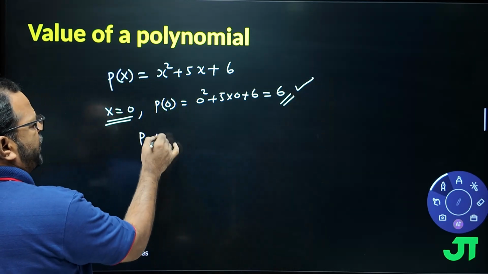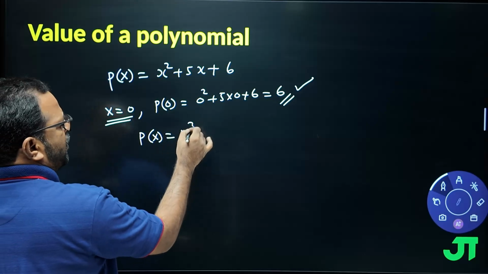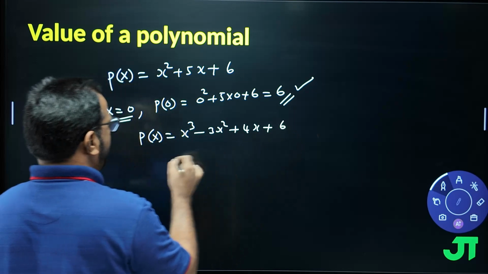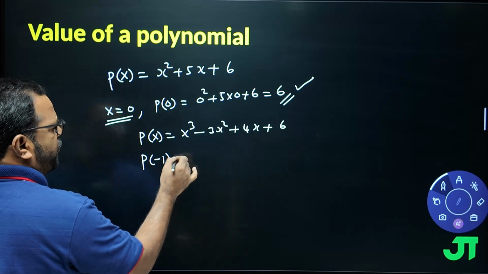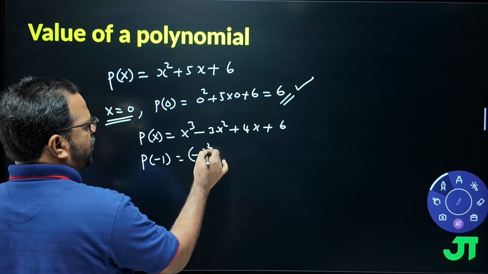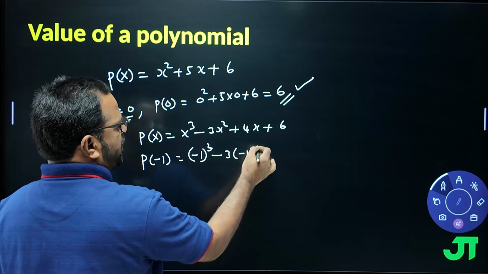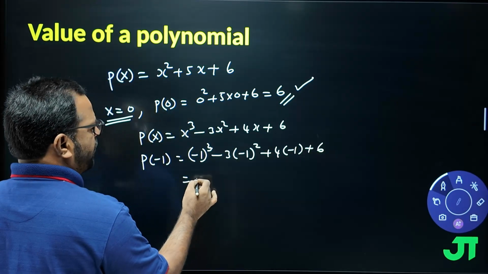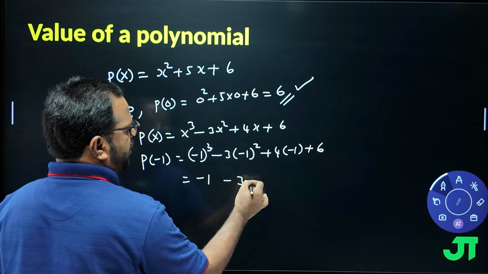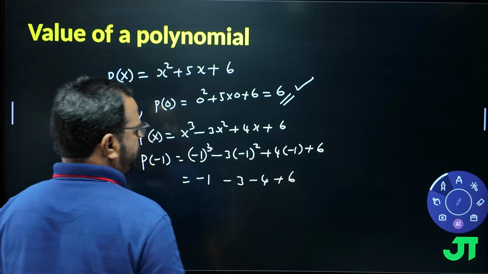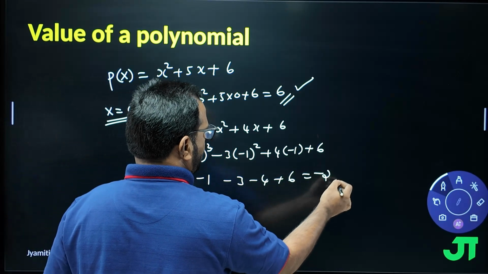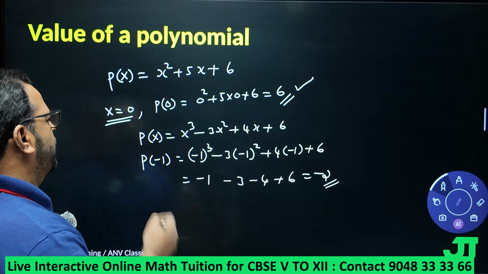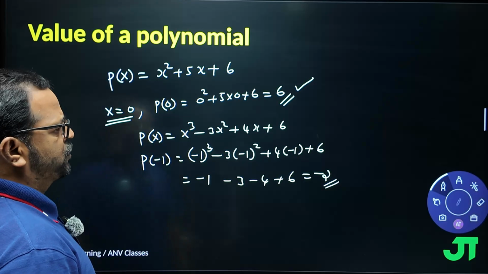Similarly, we have p of x is equal to x cube minus 3x square plus 4x plus 6. When we calculate p of minus 1, we have minus 1 the whole cube minus 3 into minus 1 the whole square plus 4 into minus 1 plus 6. That is minus 1, minus 3, minus 4 and plus 6, which is equal to minus 2. So minus 2 is the value of the polynomial when x is equal to minus 1.